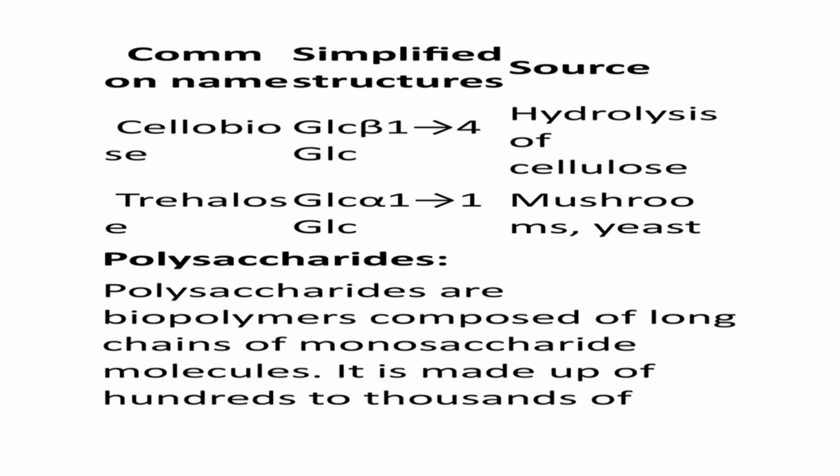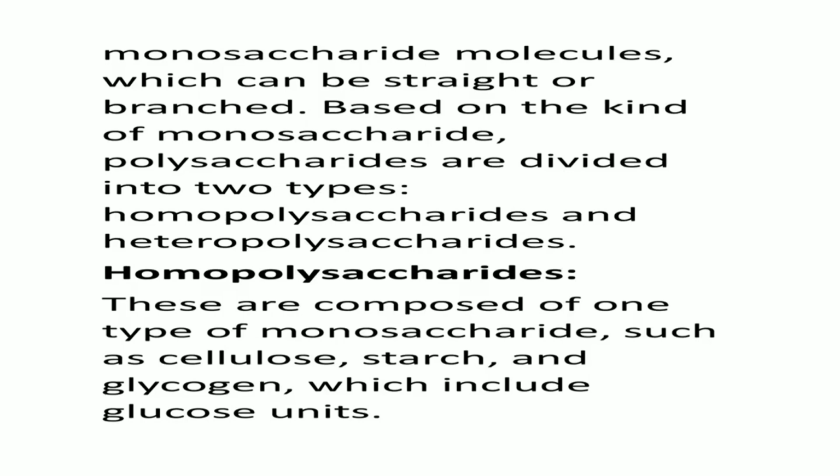Mushrooms, yeast. Polysaccharides. Polysaccharides are biopolymers composed of long chains of monosaccharide molecules. They are made up of hundreds to thousands of monosaccharide molecules, which can be straight or branched. Based on the kind of monosaccharide, polysaccharides are divided into two types, homopolysaccharides and heteropolysaccharides.